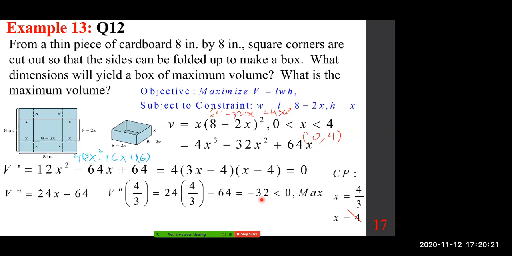Now we go back up here. X is 4/3. 8 minus 2 times 4/3 would be the width and the length. Becomes 16/3. And we are finding the volume by multiplying all of it. So again, we go back to 8 minus 2x. Replace the x with 4/3. We get to the answer.